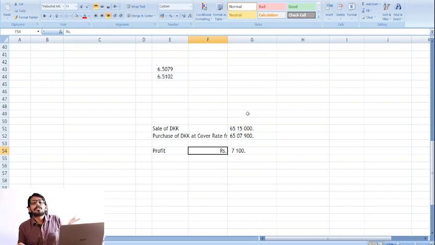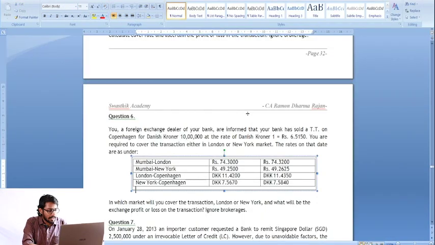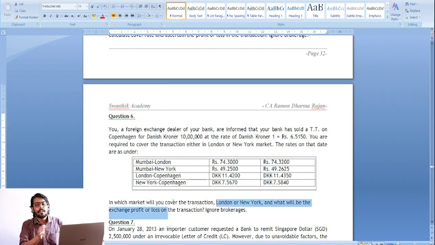Some students also compute the profit in New York, which is not required. You have decided in part 1 that you will cover the transaction in London. So I strongly believe that exchange profit only from London is required. New York, you are not even going to transact. You are not even going to go to New York. So why compute the profit over there? So that is it with question number 6.